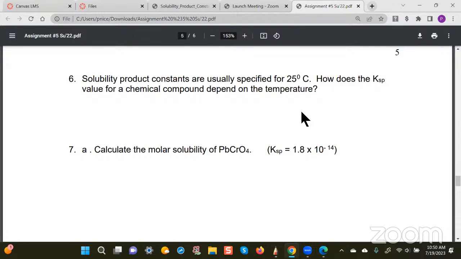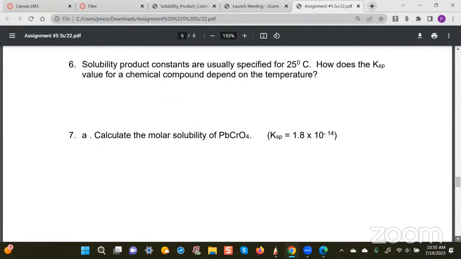Solubility increases with temperature, correct? Right, the solubility increases with temperature. So how does that affect the solubility product? Would it also increase? Exactly, it will also increase, because remember, the solubility product is basically the product of the concentrations of the ions, right? So if the solubility increases, that means the concentration of the ions increases, and therefore the KSP, which is a product of the concentration of the ions, will also increase. So that's the answer for number 6: the KSP will increase with temperature.